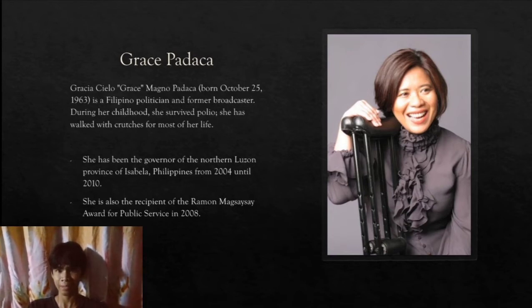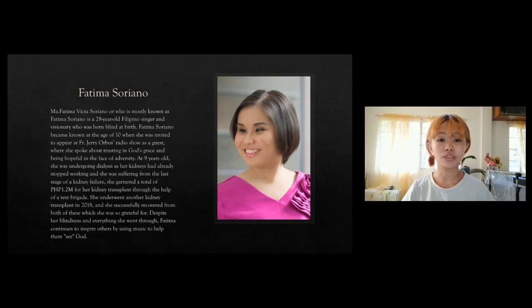Life and works of Fatima Soriano. Maria Fatima Victa Soriano, mostly known as Fatima Soriano, is a 28-year-old Filipino singer and visionary who was born blind. Fatima Soriano became known at the age of 10 when she was invited to appear at Father Jerry Orbos' radio show as a guest, where she spoke about trusting in God's grace and being hopeful in the face of adversity. At 9 years old, she was undergoing dialysis as her kidneys had already stopped working, and she was suffering from the last stage of kidney failure.